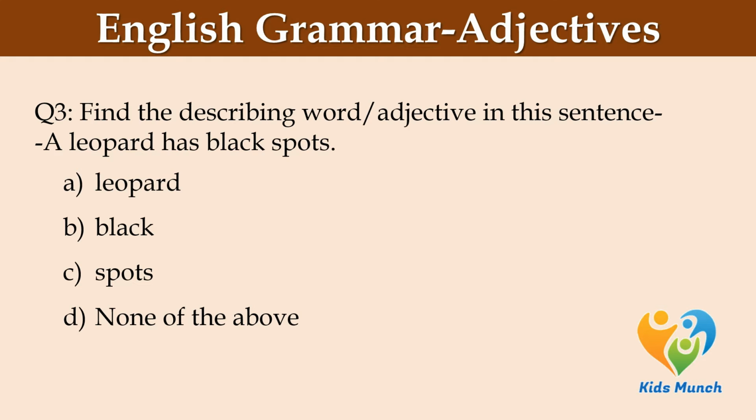Find the describing word in this sentence. A leopard has black spots. Option A, leopard. Option B, black. Option C, spots. Option D, none of the above.